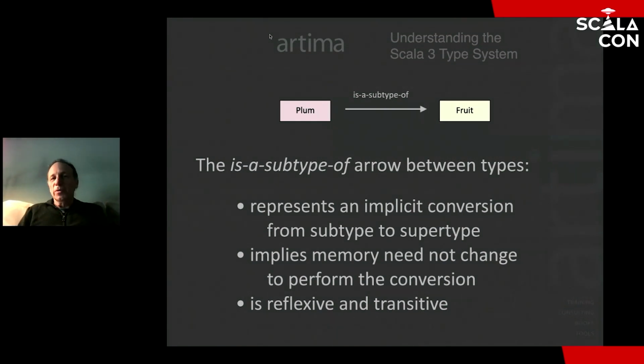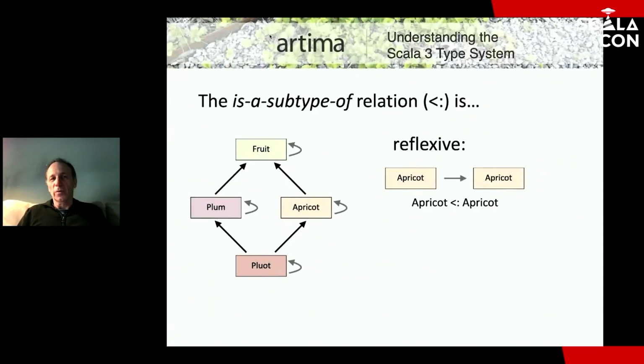And the other thing about this relation is that it's reflexive and transitive. So what those 2 things mean is, and we never draw this in UML, but there's another arrow on every one of these, which goes back to itself.